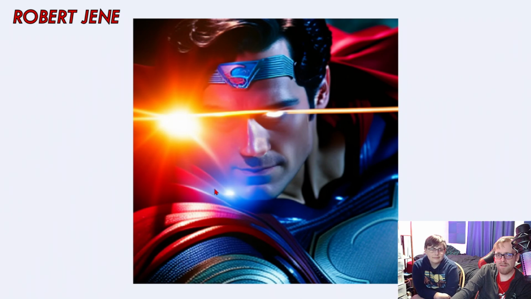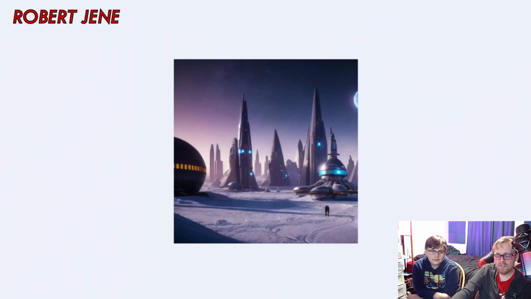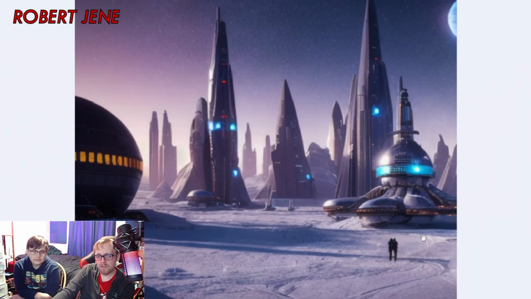And he's got a headband. But I told it laser beam shooting out of his eyes, and it did not know what that meant. It did this thing instead. It's like a fireball. There's a futuristic city, and it put people there, even though I didn't ask it to, but it looks better than the other ones.